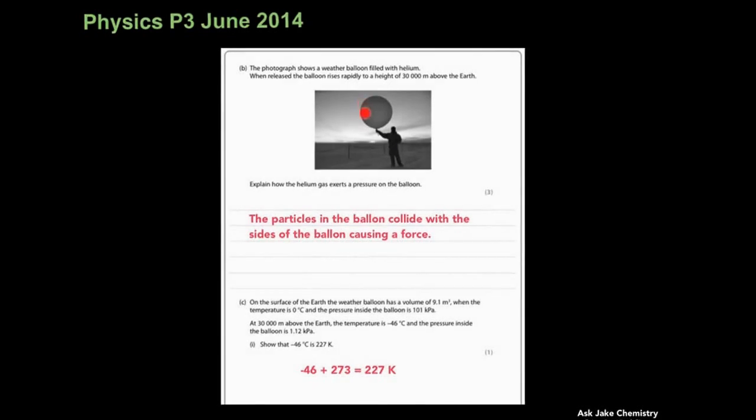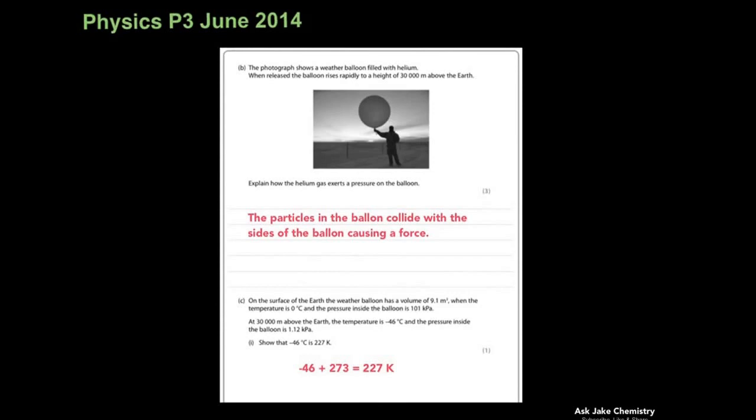This question is about a balloon, and they're talking about pressure and all the other types of gas particles. A photograph shows a weather balloon filled with helium. It rises rapidly, and it shows you how much it rises and things like that. Explain how helium gas exerts pressure on the balloon. This is really simple. I don't think this will get you 3 marks. Make sure you say something extra to it. I just thought of particles in the balloon colliding with each other. This means it has internal pressure, which causes the balloon to go up. Oh, I've spoken incorrectly here, sorry. It causes a force on the side of the balloon and it makes it go higher.